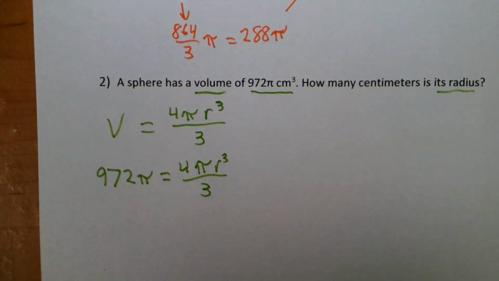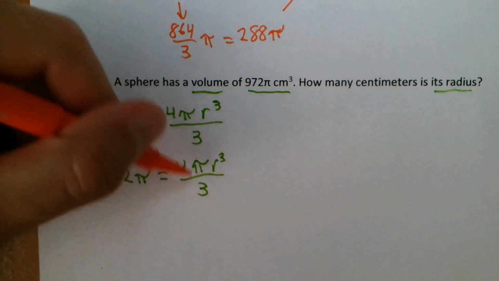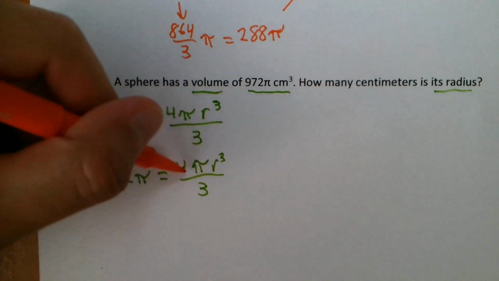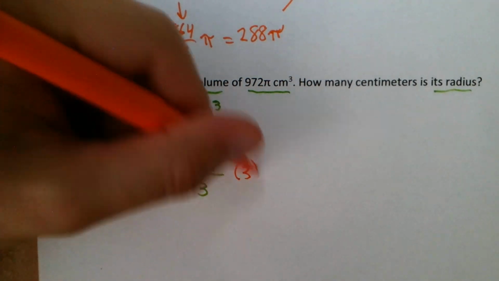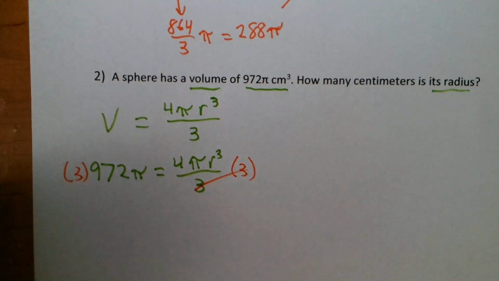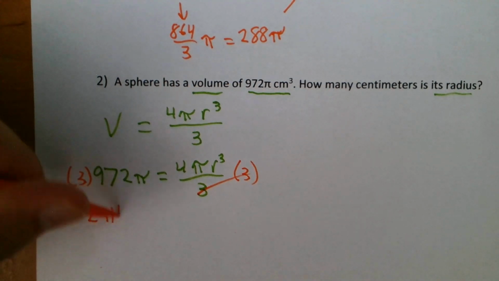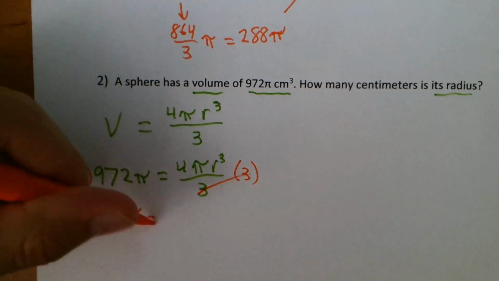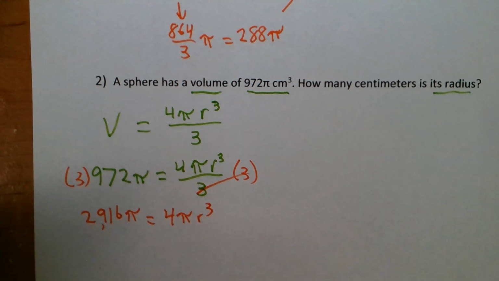Cool. So first thing I'm going to do, I'm going to divide, or sorry, not divide by 3, but if you look over here, the radius, along with these other things, is being divided by 3. So I can cancel that out, multiply by 3 on both sides. Over here, don't worry about pi, just do 972 times 3. That's 2,916 pi. Set that equal to 4 pi r cubed.